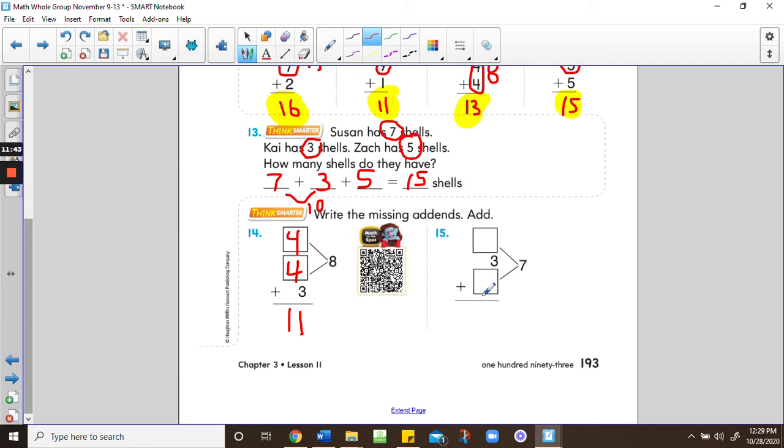I know this box and this box, they want to make 7. What 2 numbers can make 7? That can be anything, but if you're having trouble thinking, you can always go to your plus 0. 7 and 0 will make 7. And now 7 plus 3 is 7, 8, 9, 10. Great job.